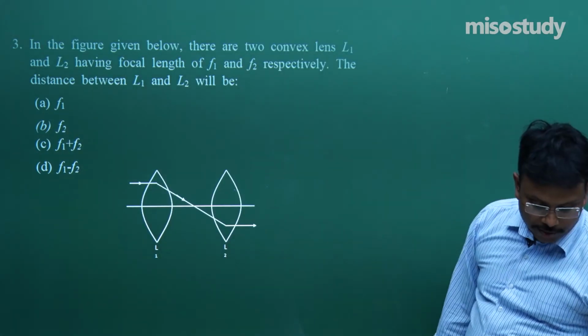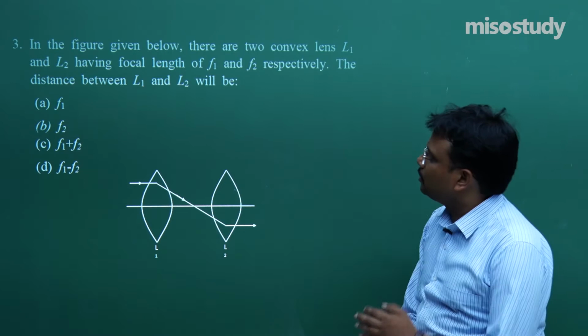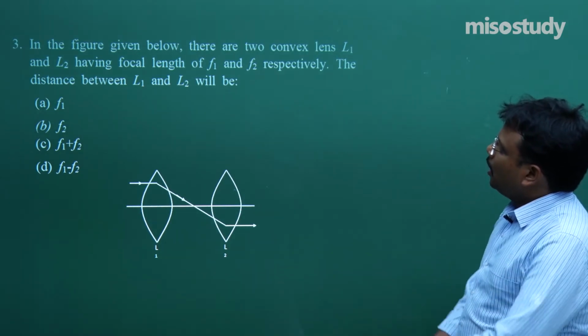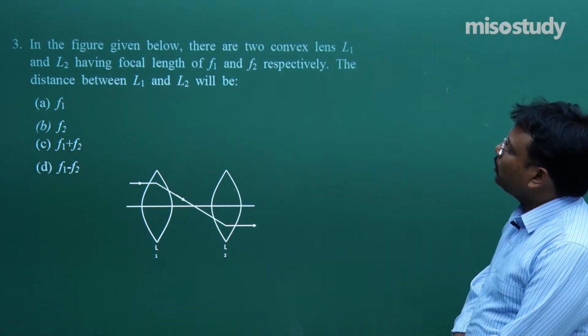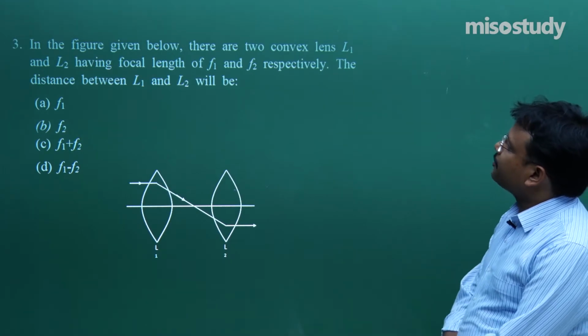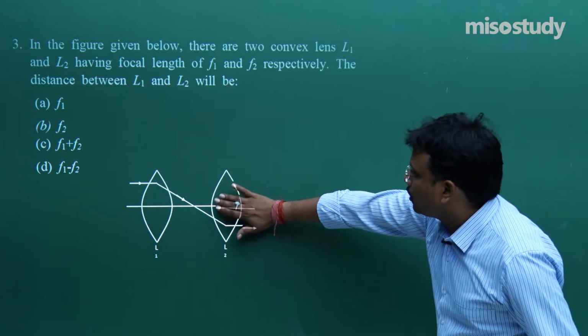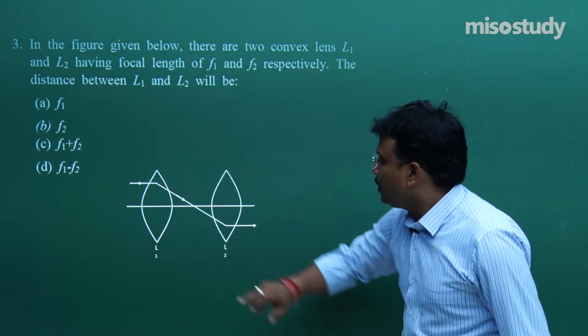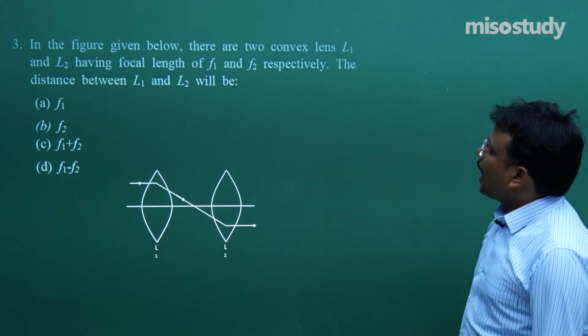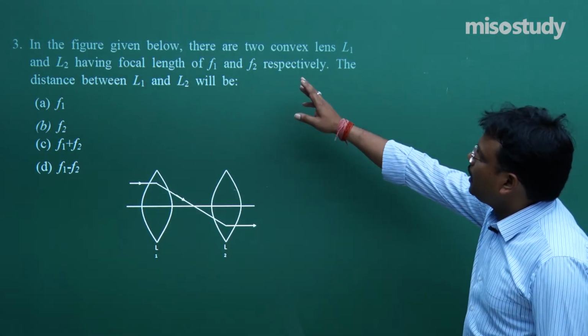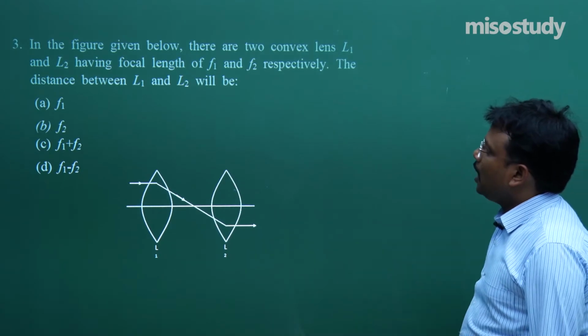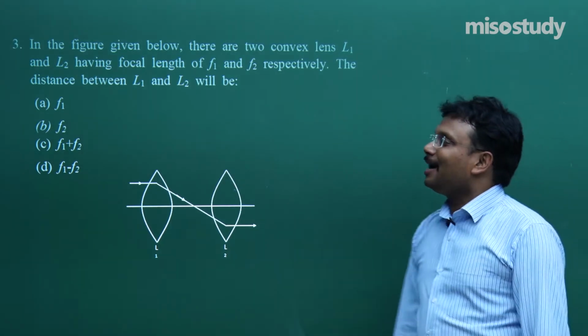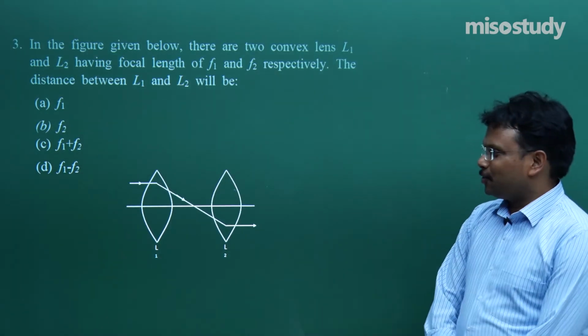Here comes the question. Sorry for that technical disturbance. In the figure given below, there are two convex lenses L1 and L2, having focal lengths f1 and f2 respectively. The distance between L1 and L2 is how much?